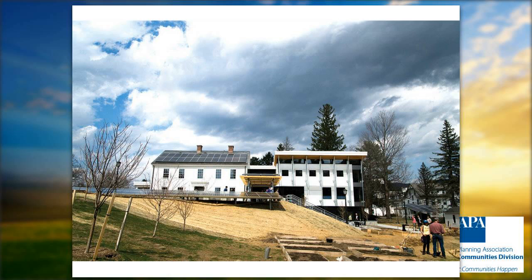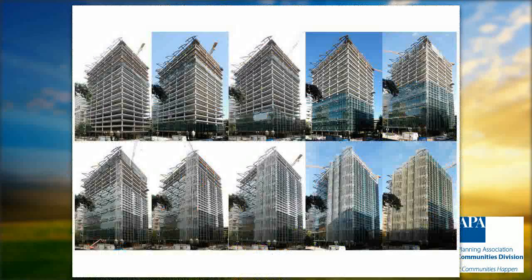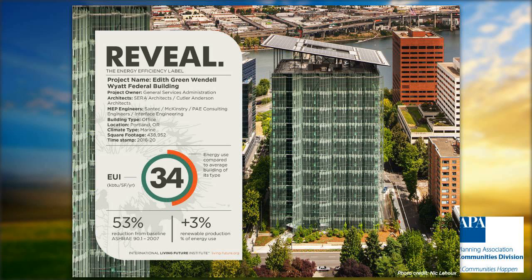The Edith Green Wendell Wyatt Federal Building in Portland is an example of an 18-story office tower. It was completed in 1974, and the building's MEP systems were worn out and outdated. The project goals included upgrading building systems and updating the overall interior. The modernization of this building is predicted to reduce energy use by 60%.